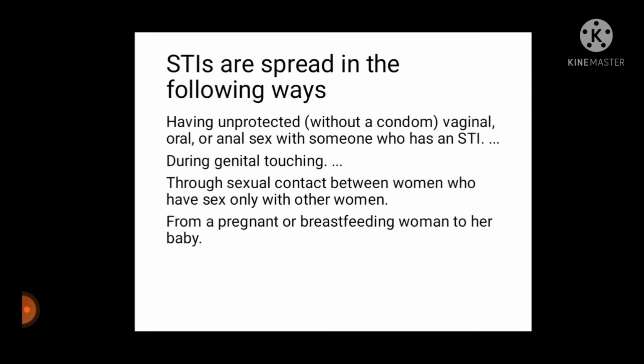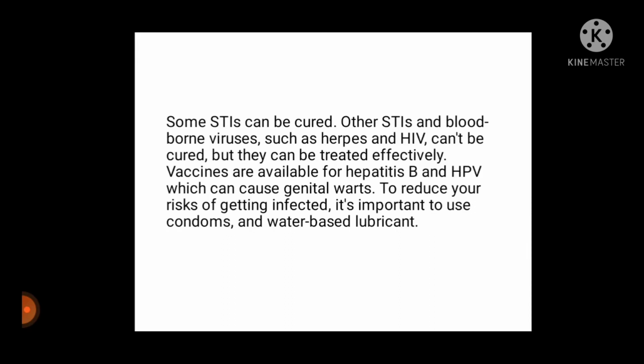STIs are spread in the following ways: having unprotected vaginal, oral, or anal sex without a condom with someone who has an STI, during genital touching, through sexual contact between women who have sex only with another woman, and from a pregnant or breastfeeding woman to her baby.